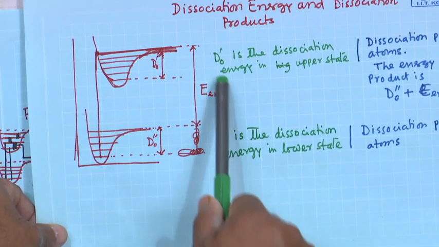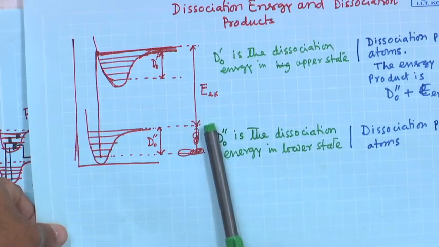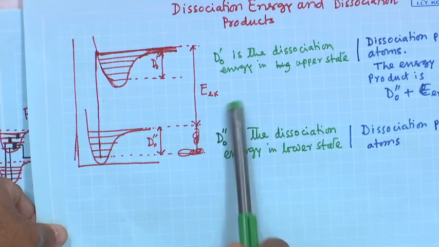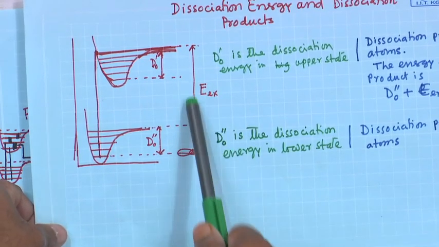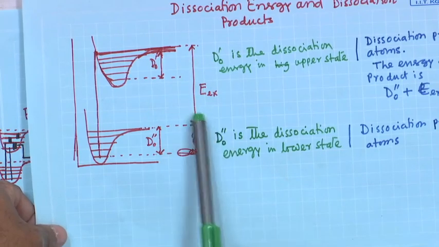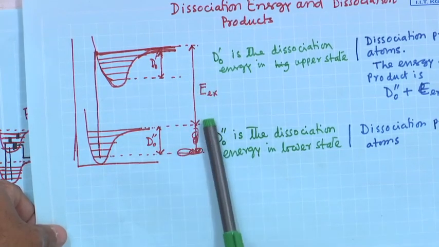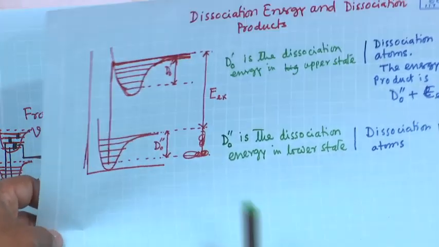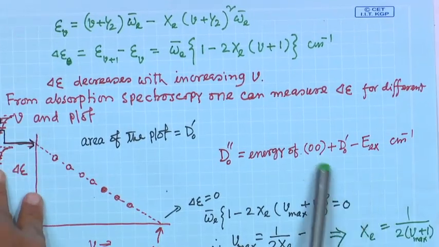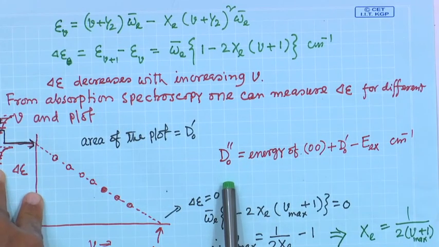So, this E excited one has to find out from atomic spectroscopy. That is easy, and people generally find out this E excited from there. Now, using that E excited, one can get this D0 double dash.